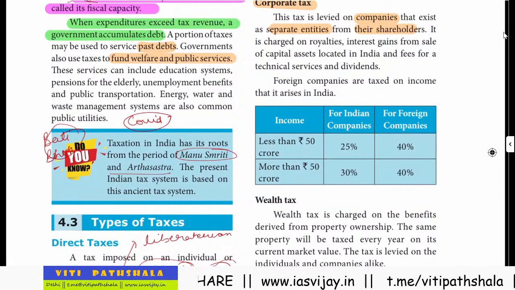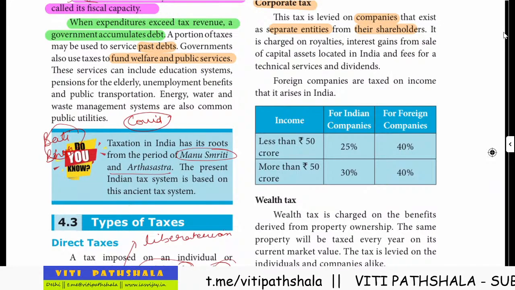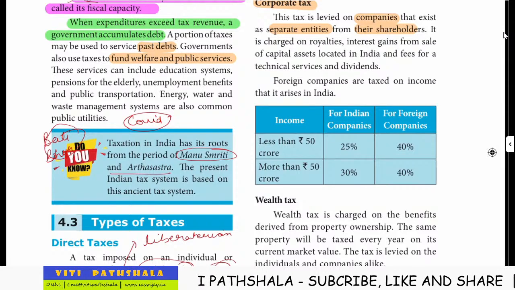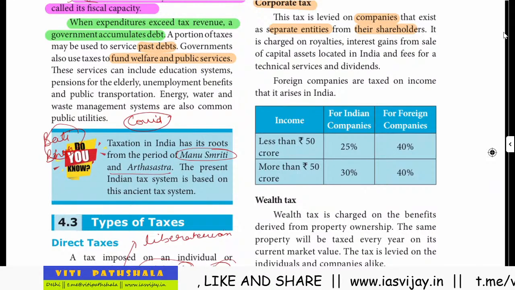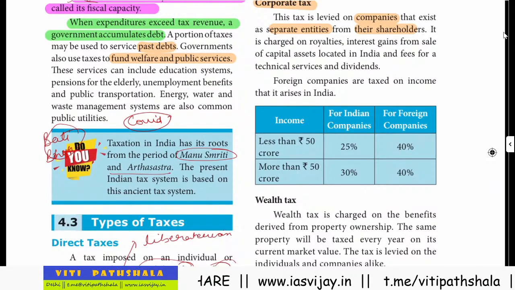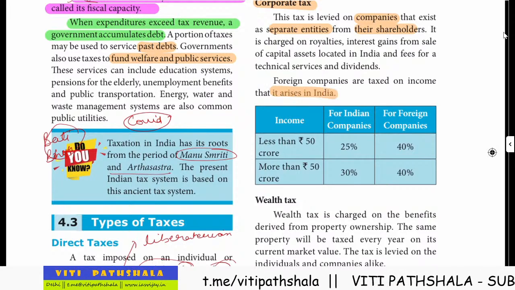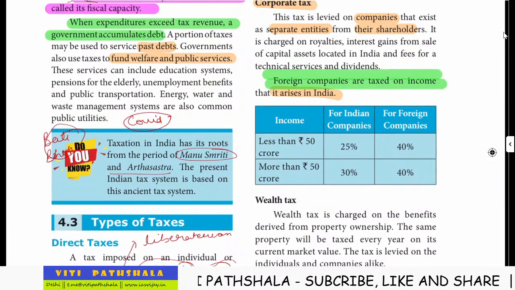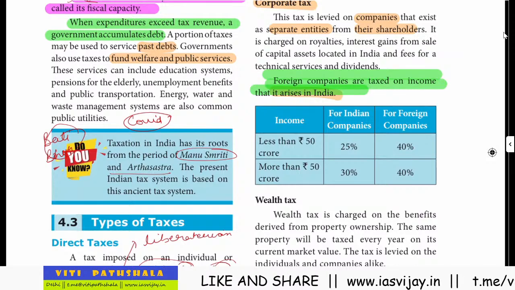It is charged on the royalty. किस पर charge होगा? Royalty, the interest they gain from the sale of capital assets located in India, fees for technical services and the dividend. Foreign companies are taxed on the income that arises in India. This is an important statement. फॉरेन कंपनीज वो टैक्स पे करती हैं जिससे उनकी इनकम भारत से आ रही है.